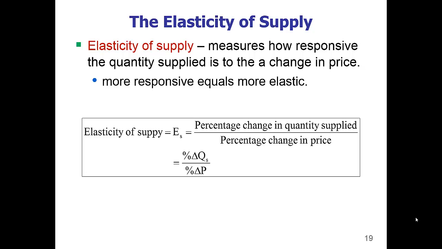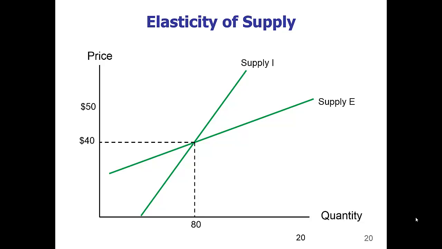Here's the general formula for the elasticity of supply. Looks very similar to what we saw for the elasticity of demand. The only difference being that in the numerator, you're looking at the percentage change in quantity supplied. Visually, this is what we're trying to pick up.